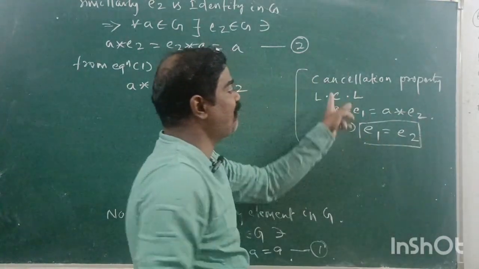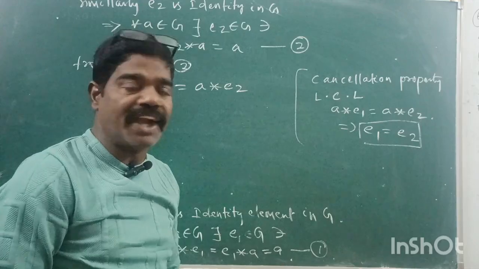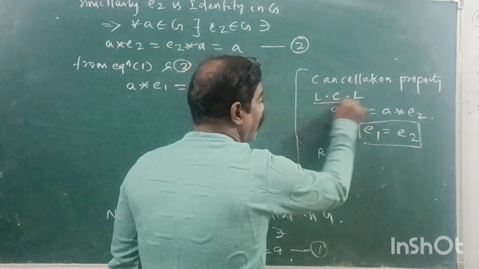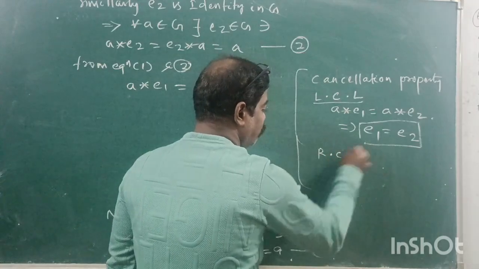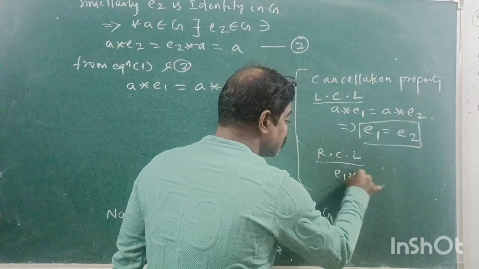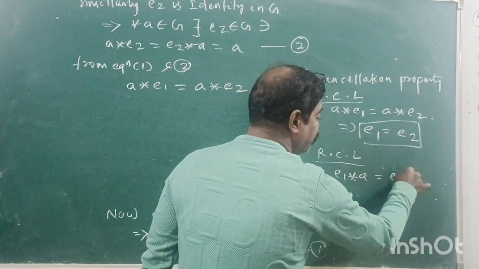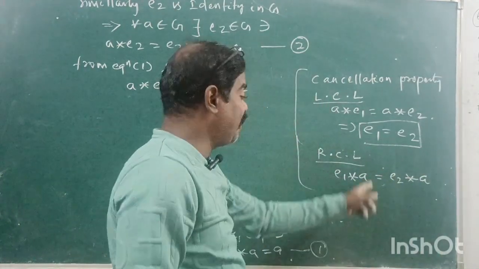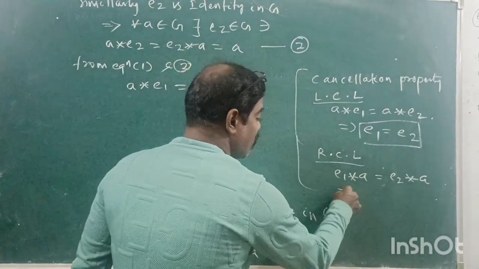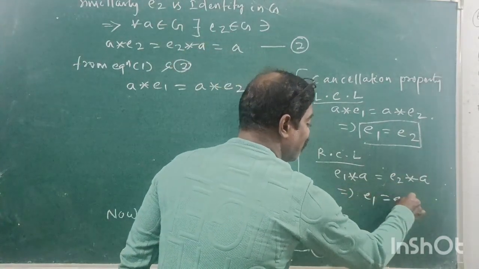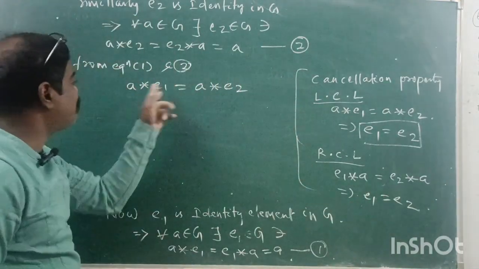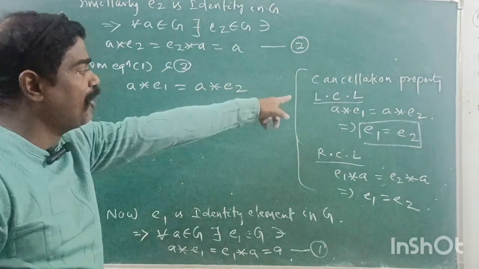This is said to be what? Left cancellation law. Understand? Another one is the right cancellation law. What is that? See, E1 star A is equal to E2 star A. Right sides are equal, so the right side will be cancelled. So this implies you are getting E1 is equal to what is that? E2. Have you understood?